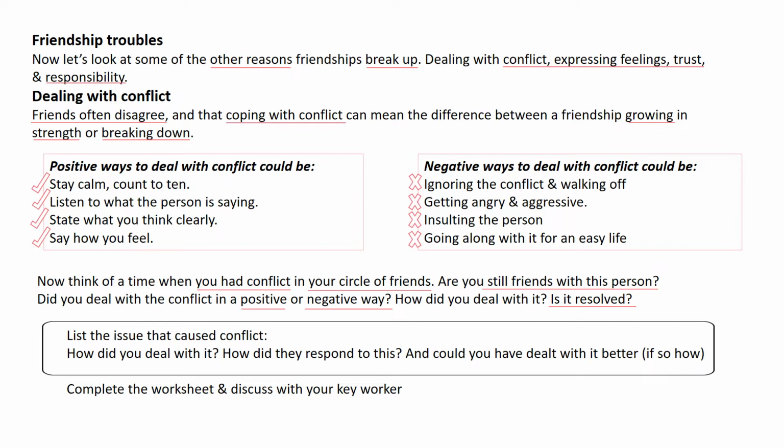List the issue that caused this conflict. How you dealt with it. How you responded to it. And could you have dealt with it better? And if so, how? Complete the worksheet and discuss with your key worker.